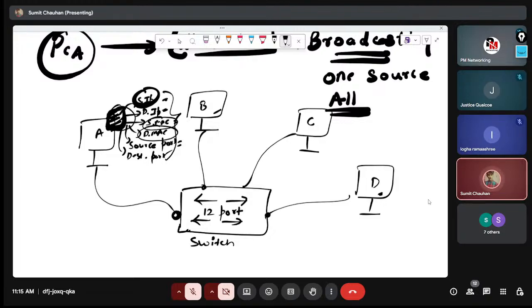So guys, now PC A needs to do broadcasting. It will add the source IP address of itself, the destination IP address, to whom it wants to send: not PC B, not PC C, not PC D, but all the people inside the network. So my computer A will be adding the broadcast IP address.